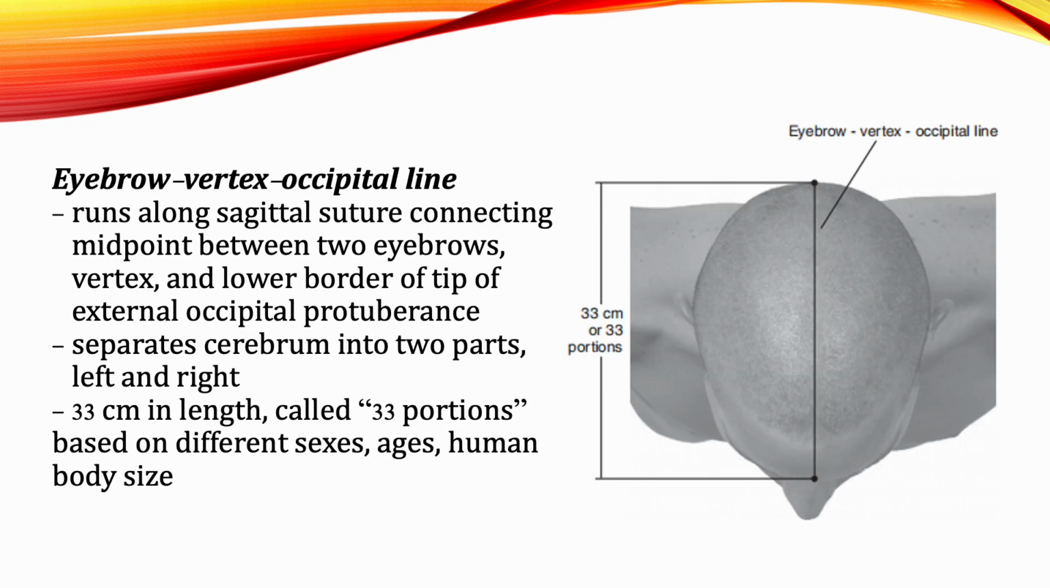There are two standard lines that are used to locate cerebral areas and points. One is the eyebrow vertex occipital line. This line runs along the sagittal suture, connecting the midpoint between the two eyebrows, the vertex, and the lower border of the tip of the external occipital protuberance. This is a divided line that separates the cerebrum into two parts, left and right. In most adults, this line is about 33 centimeters in length and is also called the 33 portions, based on different sexes, ages, and human body size.